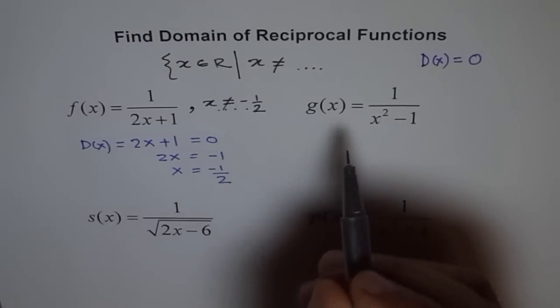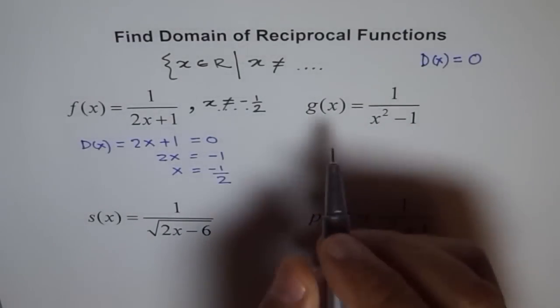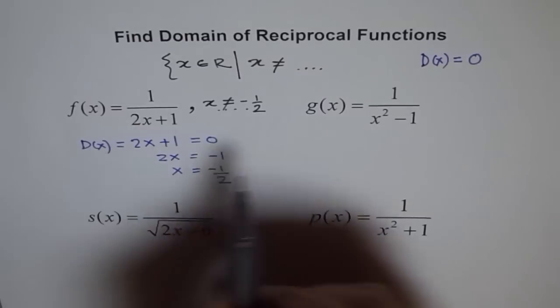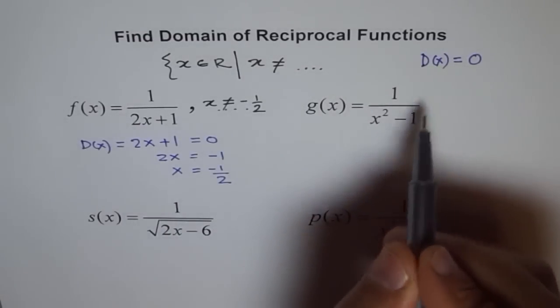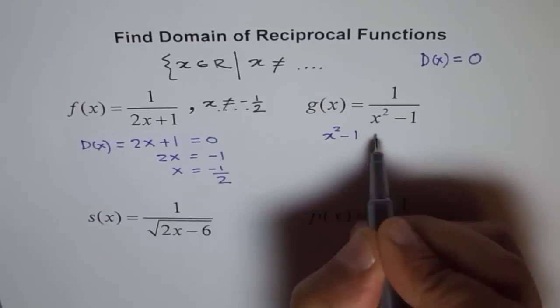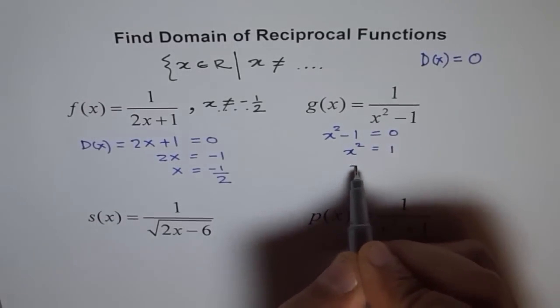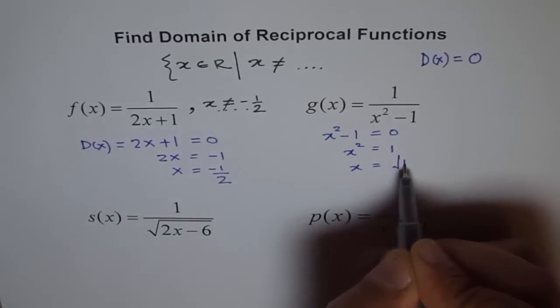Okay, now second, again, we will equate the denominator to 0. So I'm not writing this time d of x, I'm assuming this d of x, right? So x squared minus 1 is equal to 0. So x squared is equal to 1, and x is equal to the square root of 1.